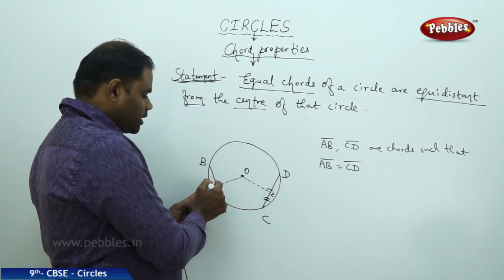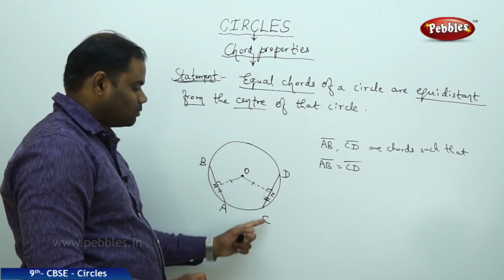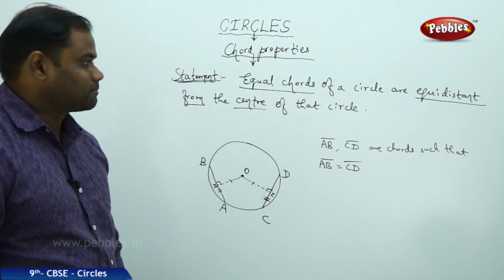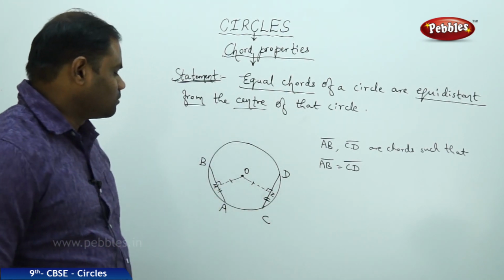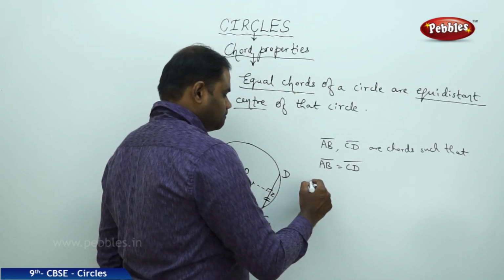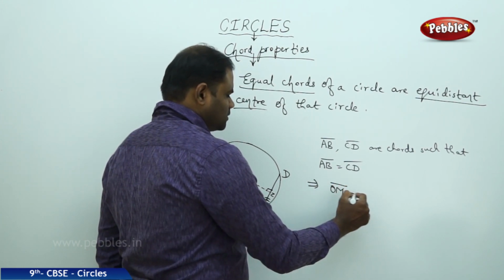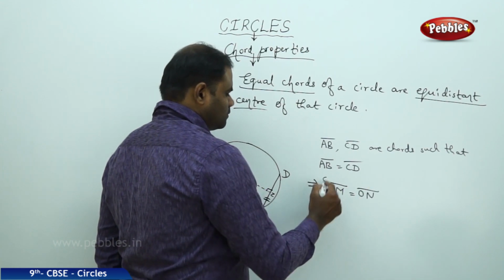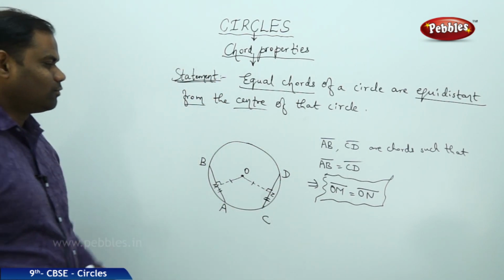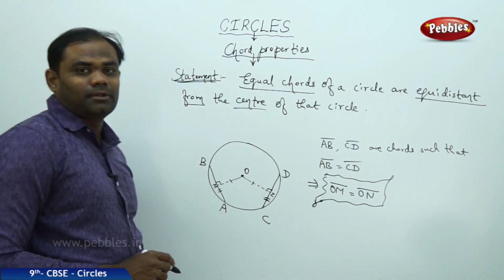That is, the distance of O to AB, which is OM, will also be equal to the distance of O from CD, which is ON, and they are equal, is what the property says. They are equidistant from the center. So here OM equals ON. That is, they are equidistant from the center, is how we understand the property.